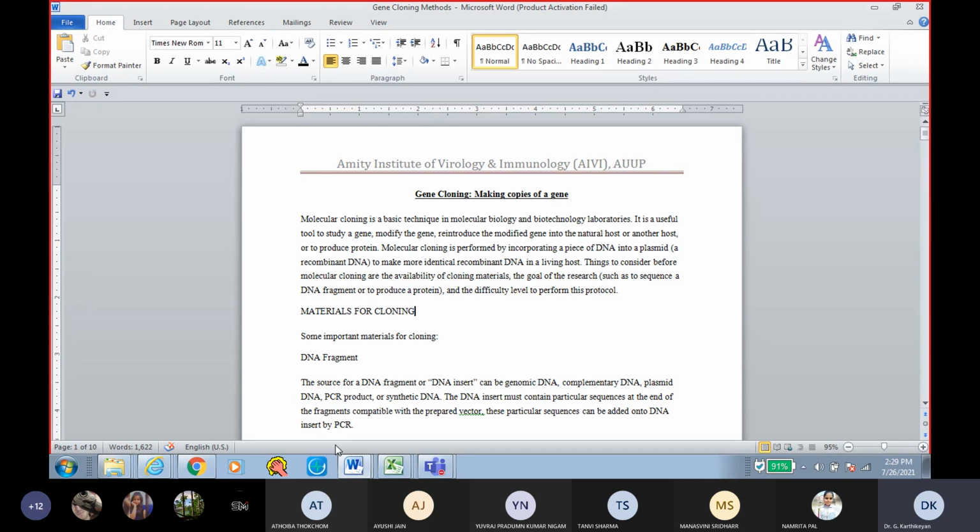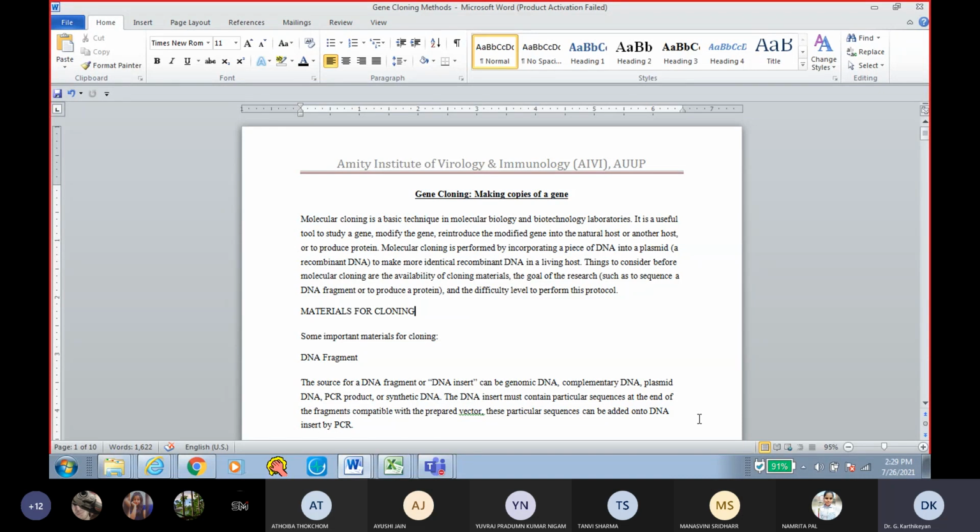Okay. So some of the important things that are required for cloning are a DNA fragment, and this DNA fragment can come from a variety of sources. It could be genomic DNA. It could be your cDNA, right? Typically, cDNAs are used for eukaryotic genes, right? It could be a plasmid DNA that somebody has given you so that you can use it for your own research. It could be a PCR product, or it could be a synthetic DNA. Synthetic DNA is something that we have modified and it has been synthesized commercially by a company.